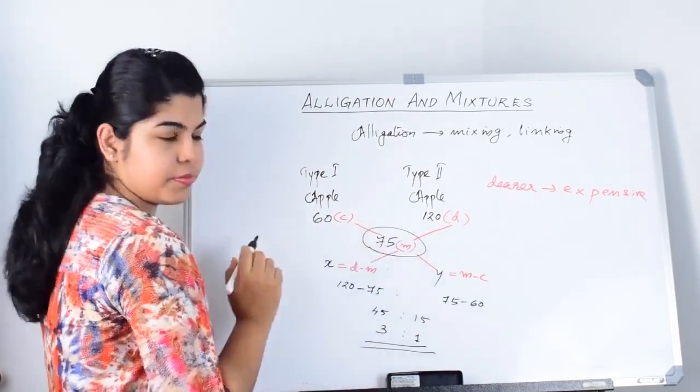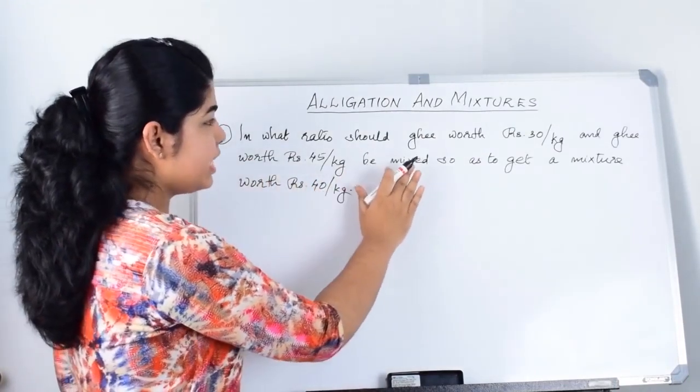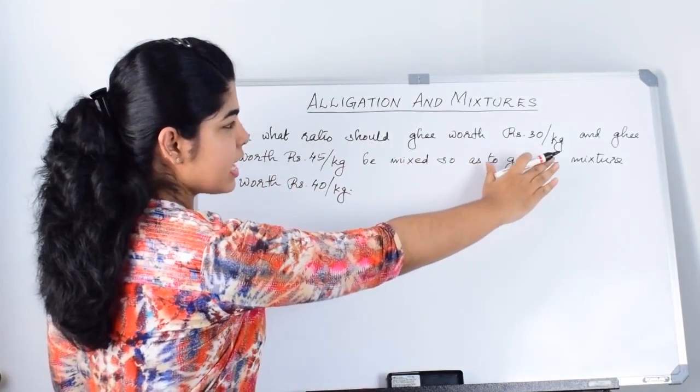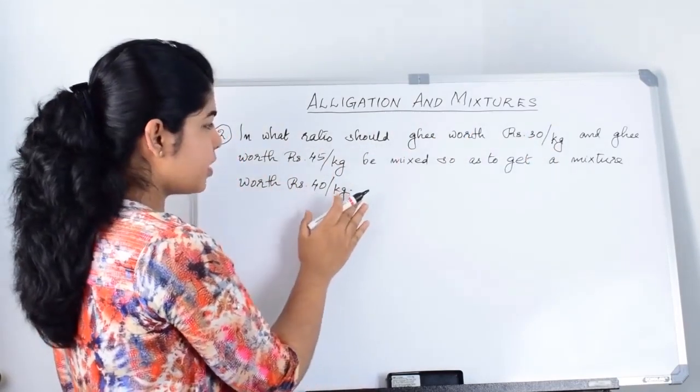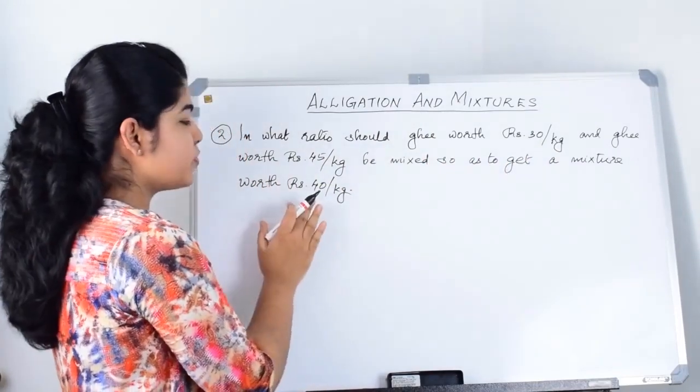So here our second question is, in what ratio should ghee worth rupees 30 per kg and ghee worth rupees 45 per kg be mixed so as to get a mixture worth rupees 40 per kg?